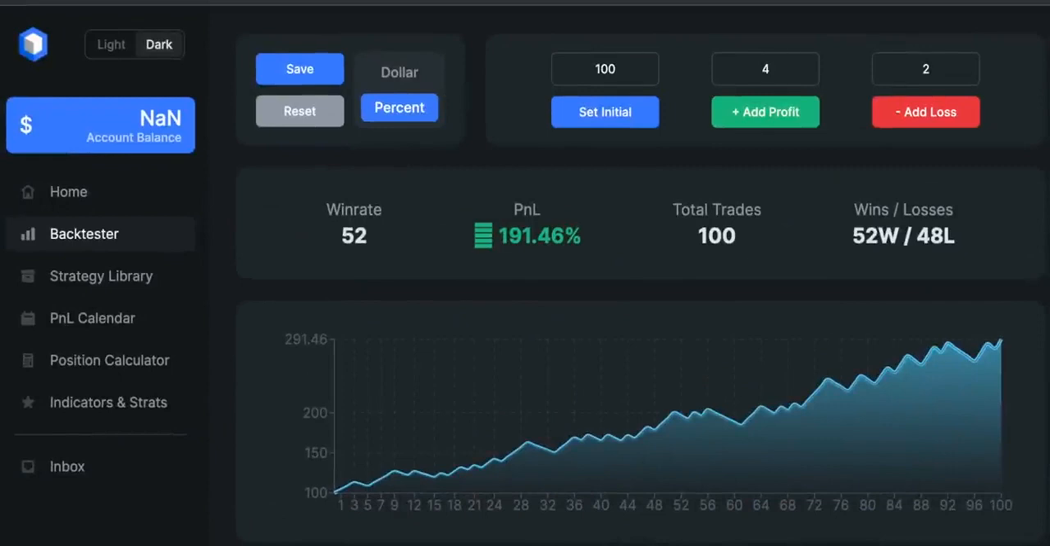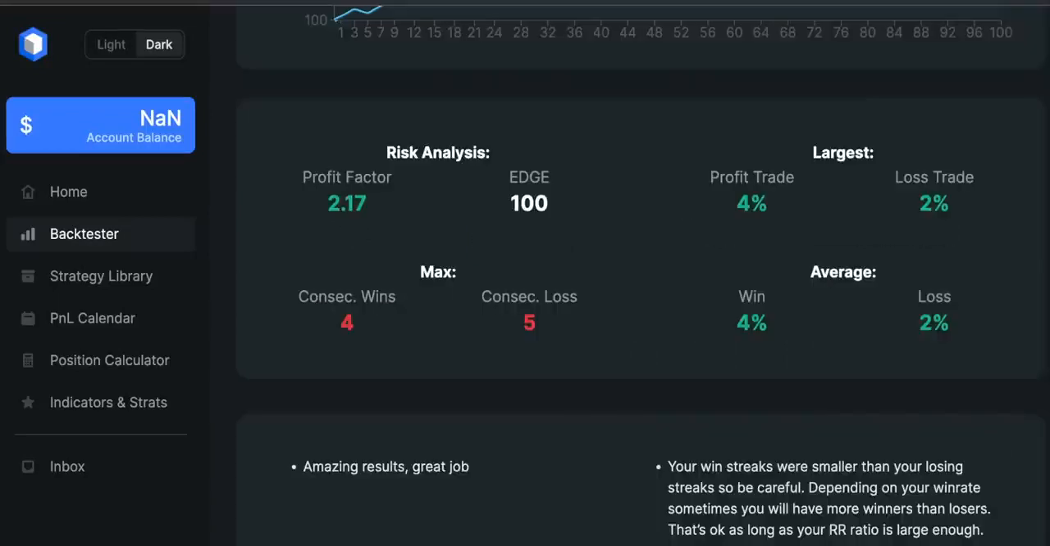Our win rate is 52% and we increased our account size by 191.46%. This win rate is absolutely great for such a risk-reward ratio. The profit factor for this strategy is 2.17 and we had 4 consecutive wins against 5 consecutive losses.